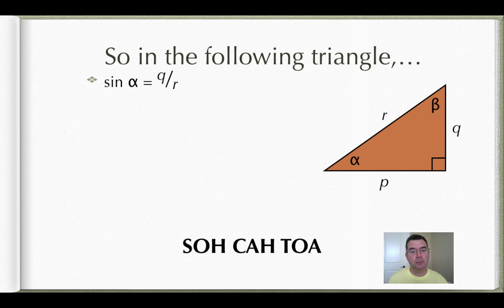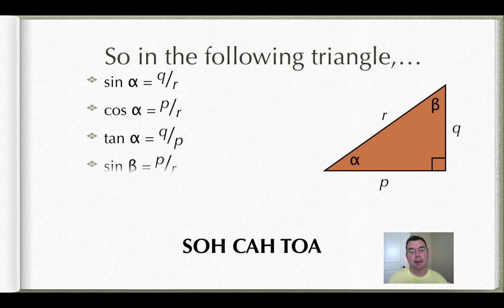Okay, so the sine of alpha is going to be the opposite over the hypotenuse, which in this case is going to be Q over R. The cosine of alpha is going to be the adjacent over the hypotenuse. That's going to be P over R. And the tangent of alpha is going to be Q over P, the opposite over the adjacent. Okay, when I switch and talk about angle beta, now P is the opposite and Q is the adjacent, and R is still the hypotenuse. So the sine of beta is P over R, the cosine of beta is Q over R, and the tangent of beta is P over Q.